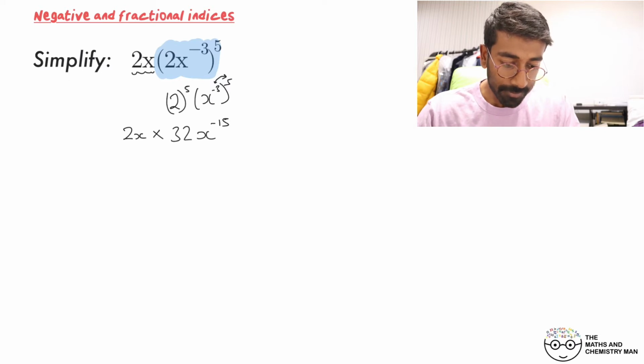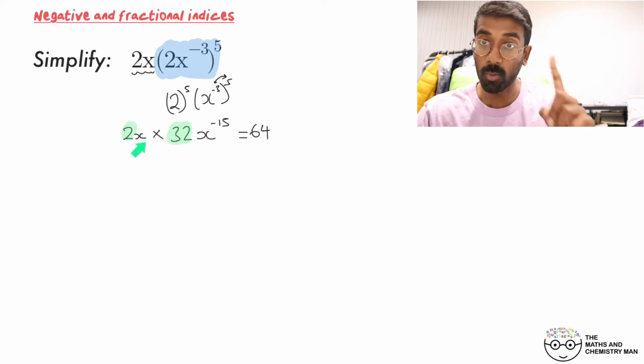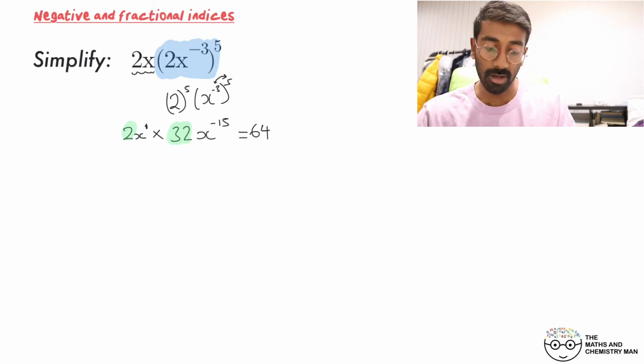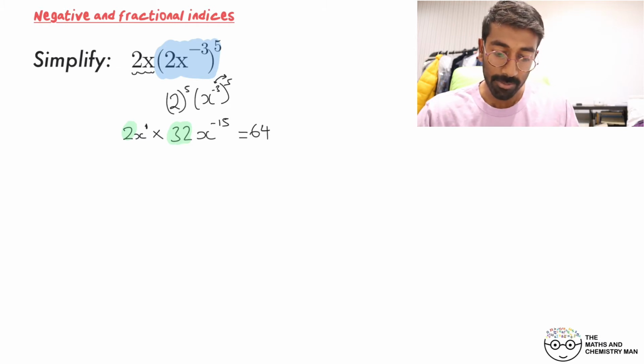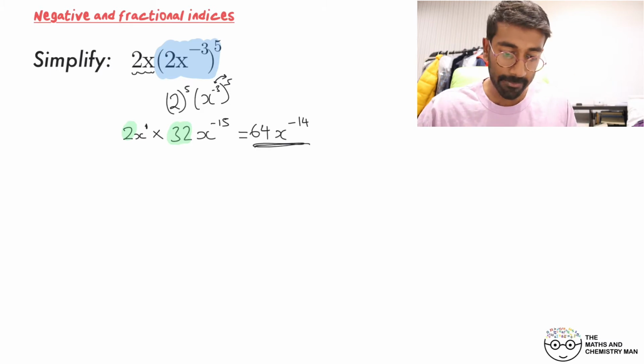And so from there, we can multiply this 2 by the 32. And so that's going to leave you with 64. And then this x in here has a power of 1 on it. And so what we'll need to do now is add our indices or add our powers together because we're multiplying. So that's going to be x to the power of minus 14. And that's it. So that's how we're going to simplify that first one there.